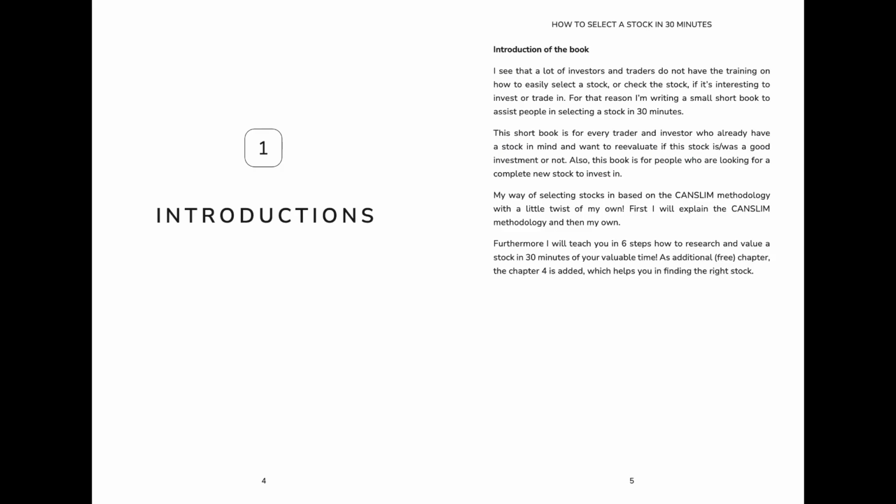I see that a lot of investors and traders do not have the training on how to easily select a stock or check if a stock is interesting to invest or trade in. For that reason, I'm writing a small short book to assist people in selecting a stock in 30 minutes.